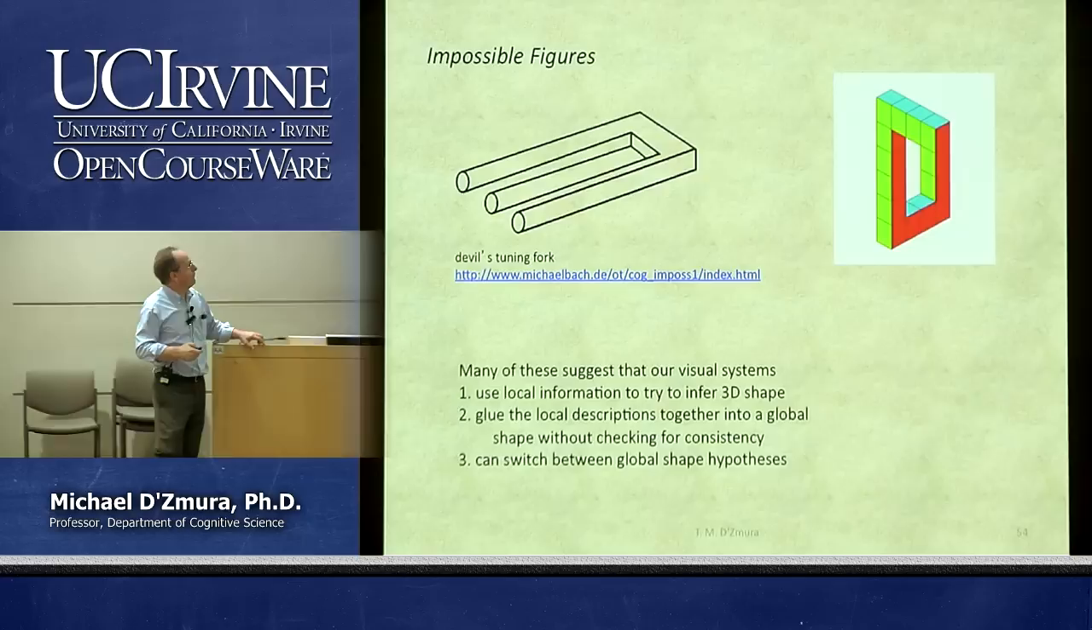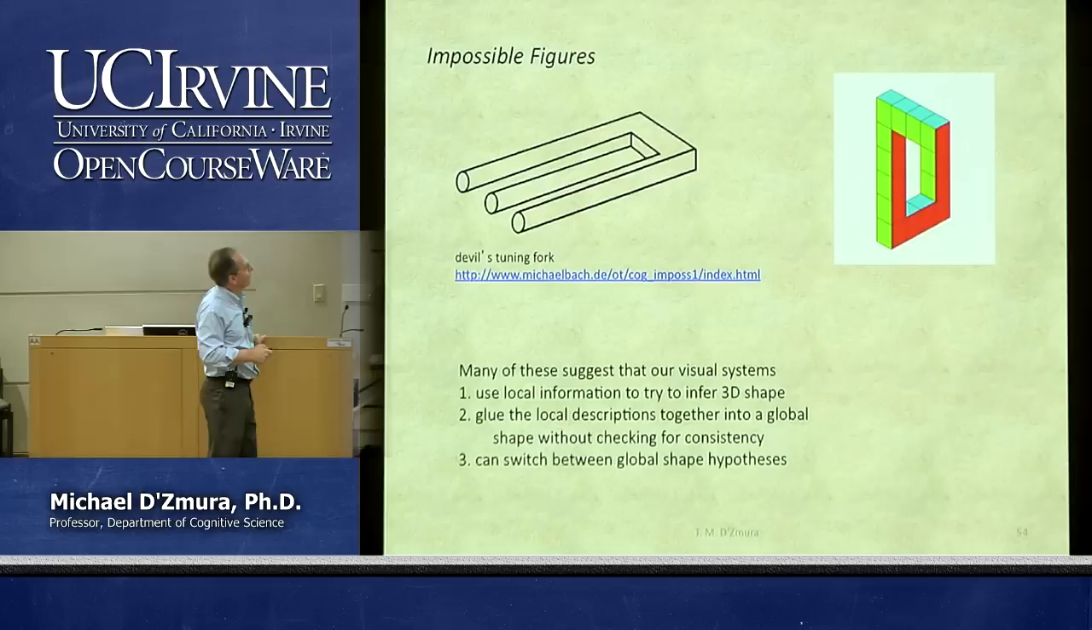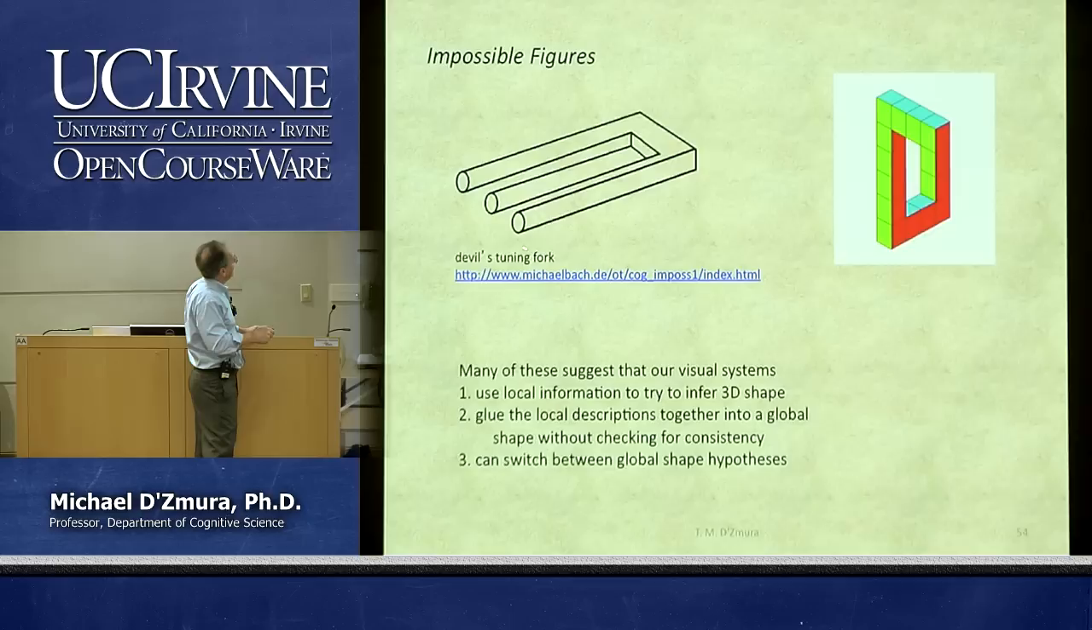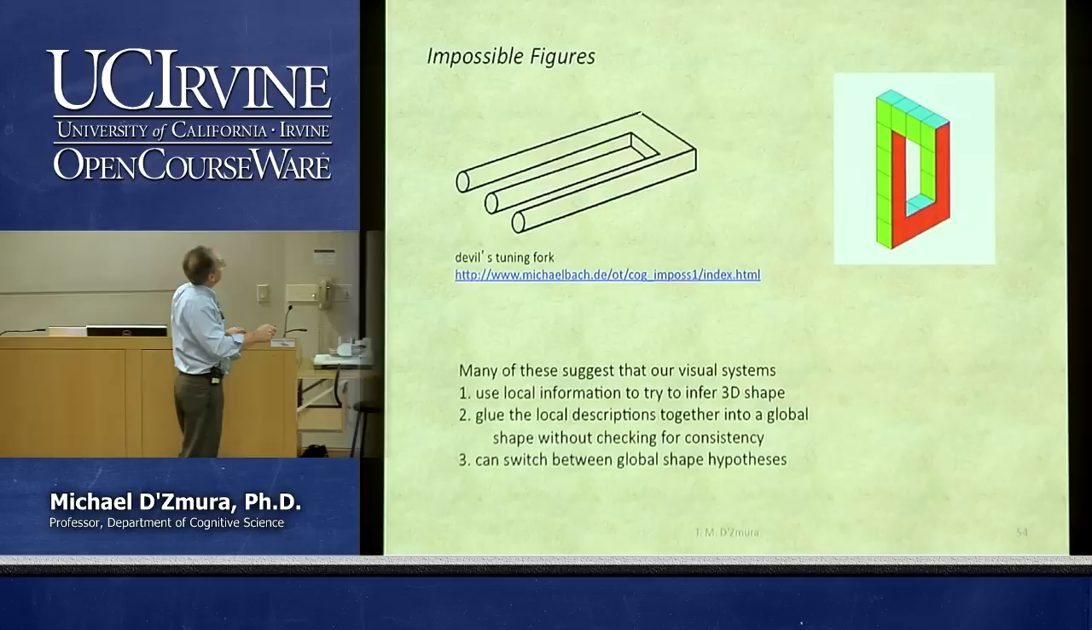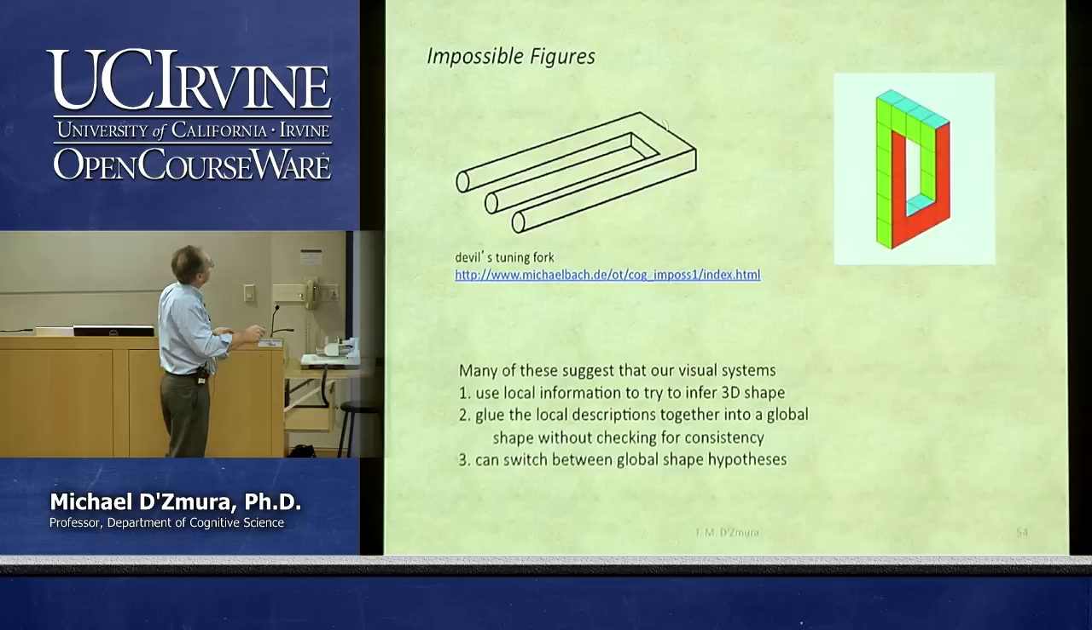Here are two impossible figures. This one's the devil's tuning fork. And I hope you'll see why this is an impossible figure. If you concentrate on just the left end of this diagram, I think you'd say there are three cylinders, top, middle, bottom. But if you now look at the right side of this figure, I think you'll want to say there's really only two things going on. This thing coming out here and that thing coming out there. The one on the top and the one in the bottom. And you have to wonder where the one in the middle came from in the first place.